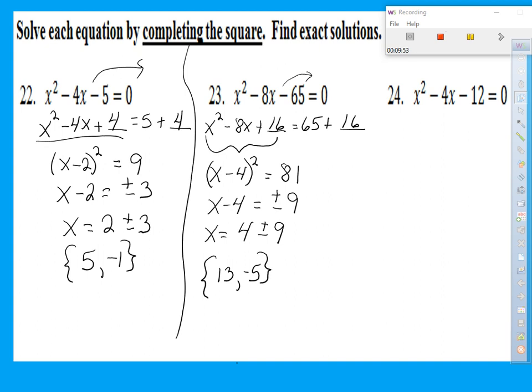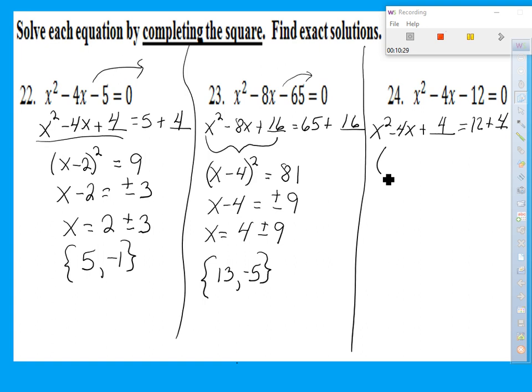Now, so far I've done 2 that come out nice for you. My number 24 is going to come out nice for you also. So here goes my first step. We're going to write this as x squared minus 4x plus blank equal 12 plus blank. Half of negative 4 is negative 2. Negative 2 squared is 4. So we just completed the square.